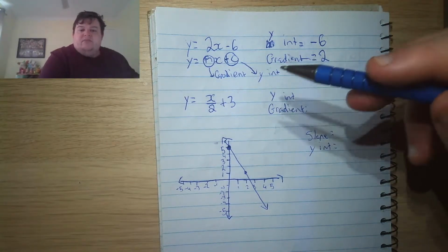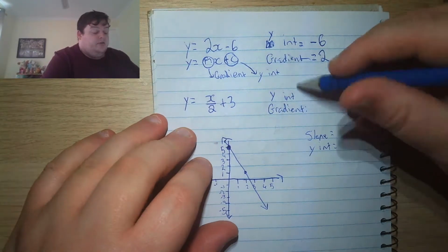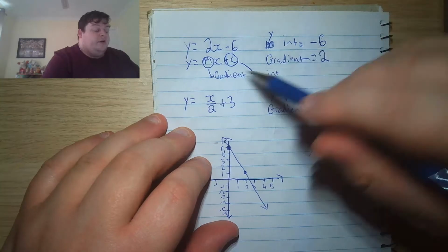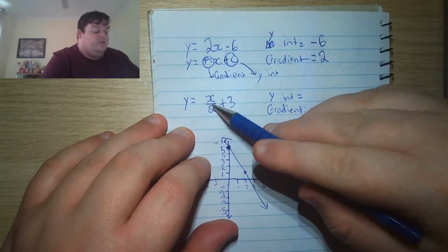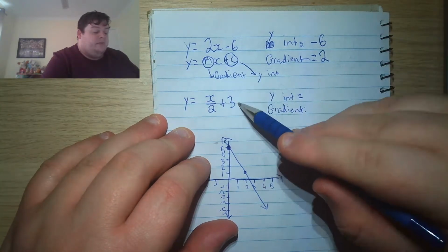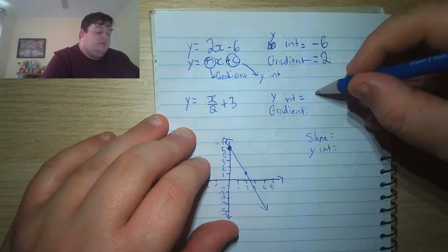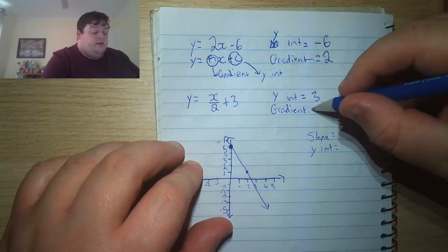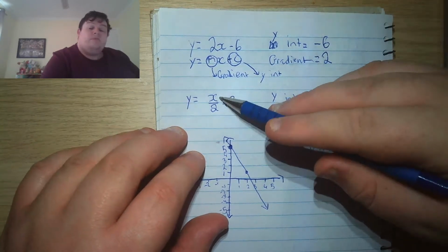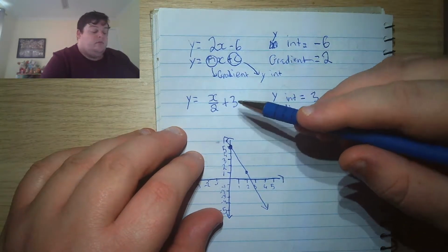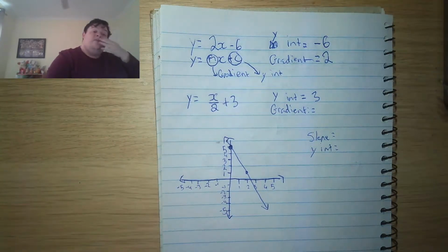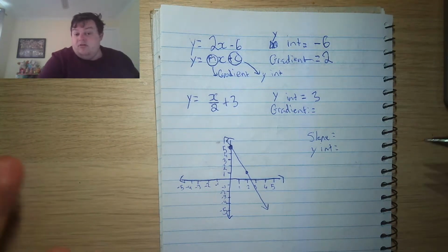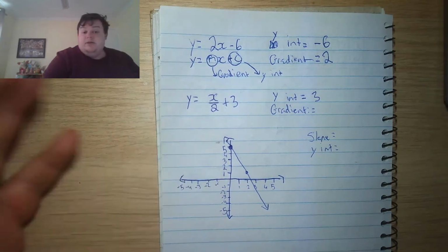Let's have a look at this next one, because this one's a bit challenging. It's not immediately obvious what the gradient is, but the plus c, the y-intercept, is plus 3. And the gradient is x divided by 2, which is interesting. You might be thinking maybe the gradient's 2, which would be a good guess.